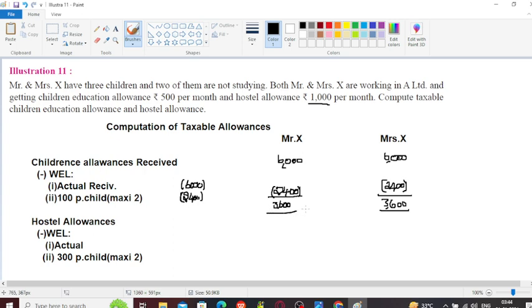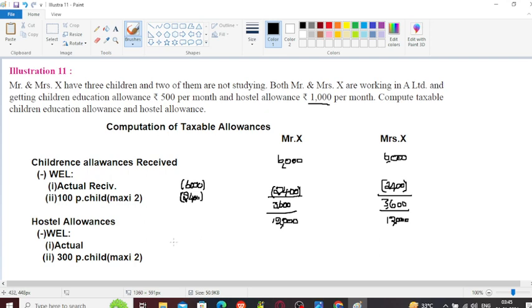Then the second one, let us calculate hostel allowances. Here the hostel allowance received by each of them is 1000 per month. If it is 1000 per month, 12,000 will be per year. Both of them received it equally, 12,000 per year.